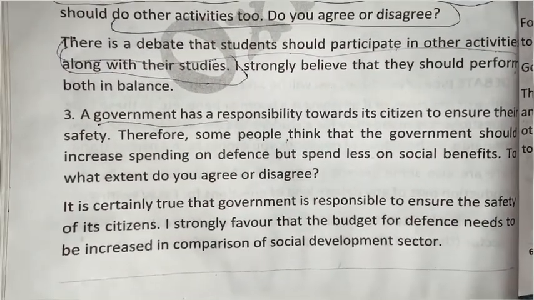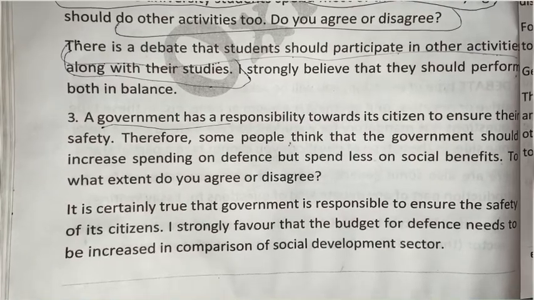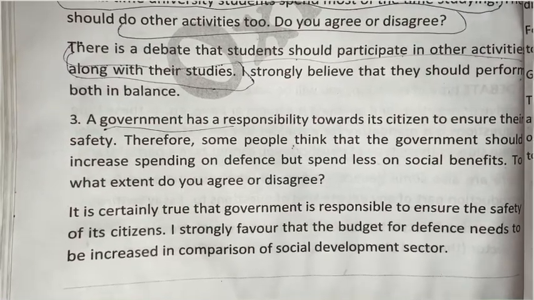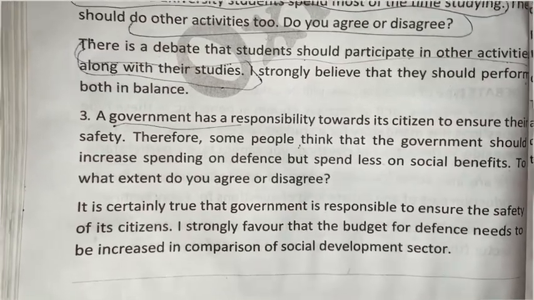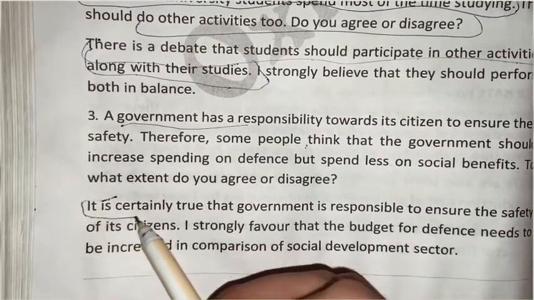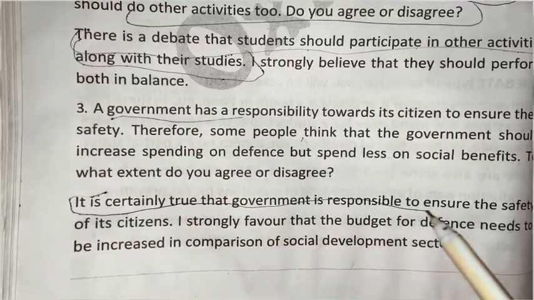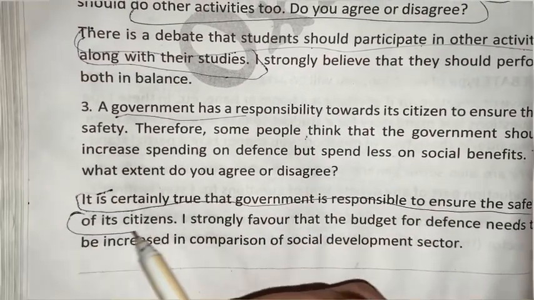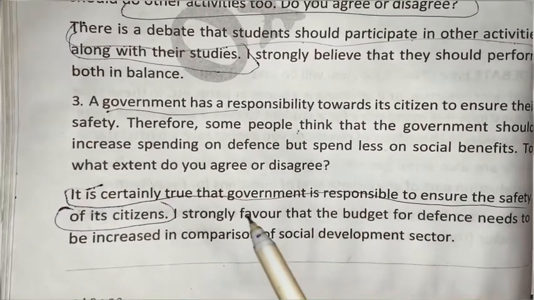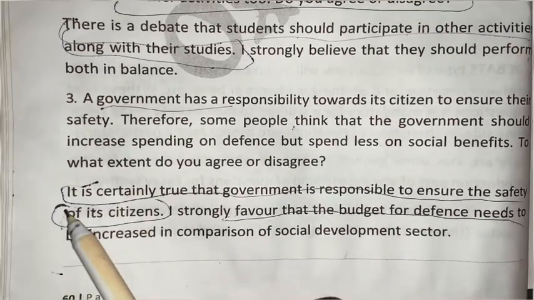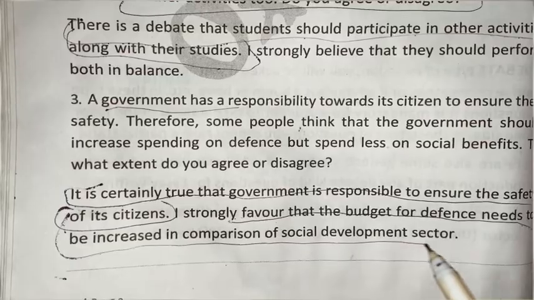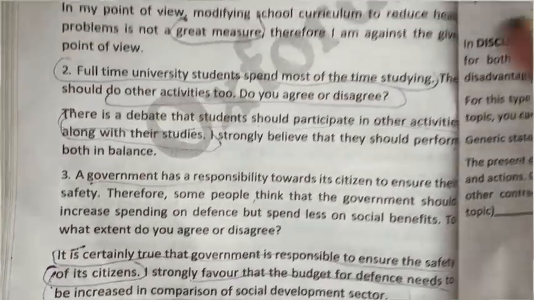Now there is another topic: a government has a responsibility towards a citizen to ensure safety. Therefore, some people think that the government should increase spending on defense but spend less on social benefit. Do you agree or disagree? It is certainly true that the government is responsible to ensure the safety of a citizen. I strongly favor the budget for defense.